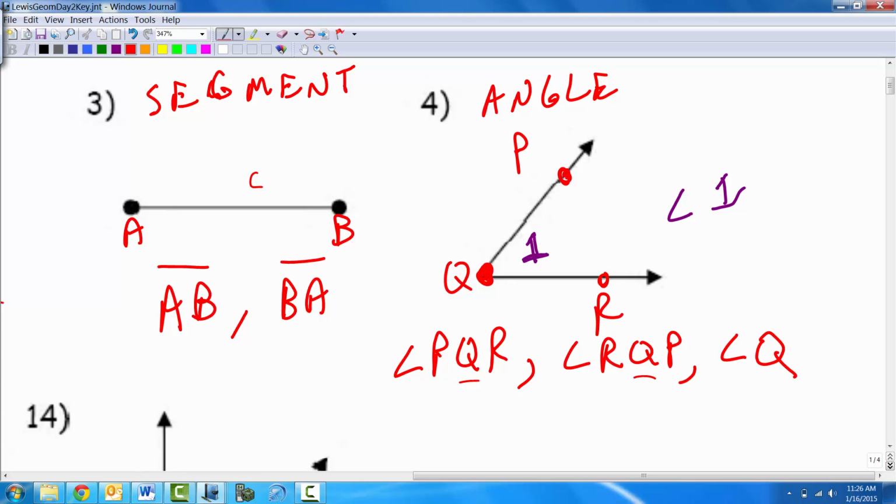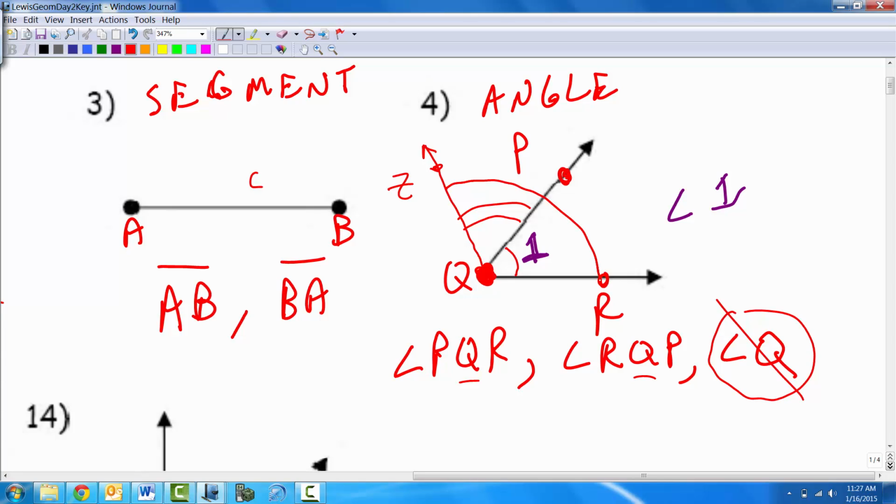There are certain cases where you could just use the vertex to name that angle. The only way you can use just the vertex to name an angle is if Q is the vertex for only one angle. You're going to get a lot of drawings, and they're actually below when we get into the math, where Q is here, and then we have RP, and then just put a Z here. You could not name any angle Q then. See, because Q is the vertex for this angle, and for this big angle.